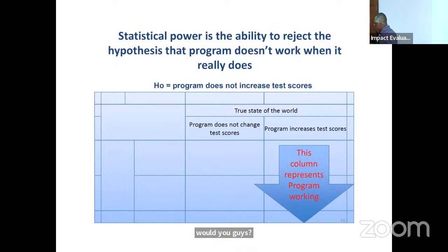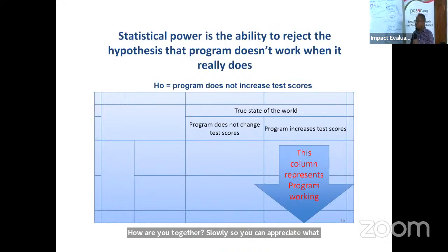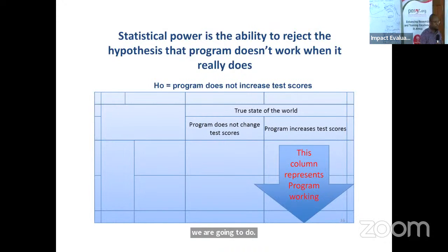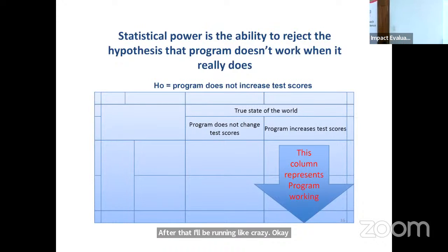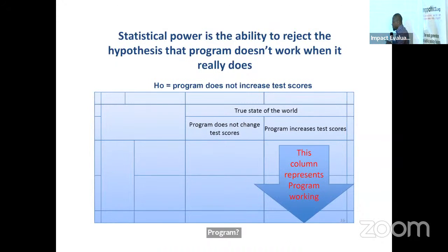I want to go slowly so you can appreciate what we're going to do. After that, I'll be running like crazy.